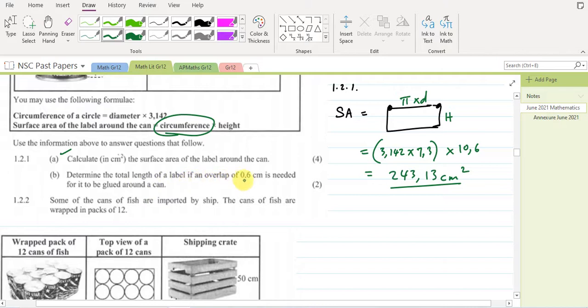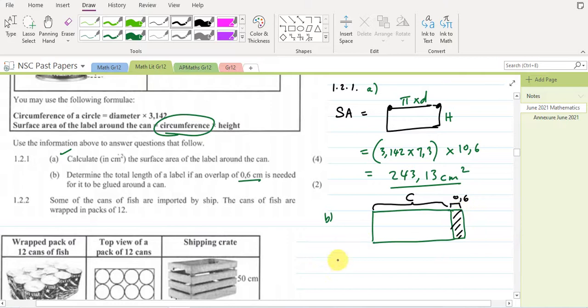Determine the total length of a label if there is an overlap of 0.6 centimeters. So what was the circumference? Remember, we want to calculate the total length of the label. So far this is the label around the can from part 1, A, B. Now there's an additional part over here which needs to be glued. The distance from here to there is the circumference, and this is the overlap of 0.6. So all we need to do is the circumference plus 0.6.